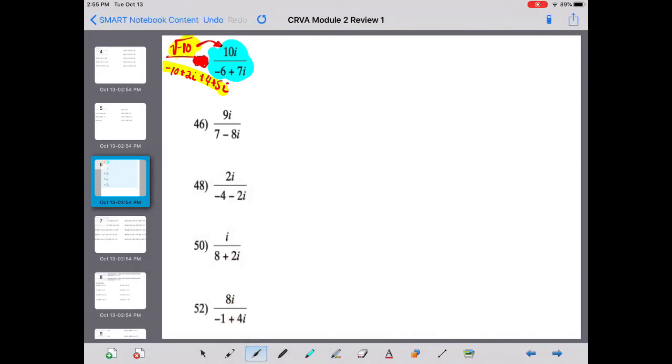So your next move, you cannot have i's on the bottom. So we're going to take this whole thing on the bottom and multiply it by the conjugate. The first term stays the same. The real number stays exactly the same. But the imaginary goes to the opposite. So this positive 7i that we're given becomes a negative 7i.